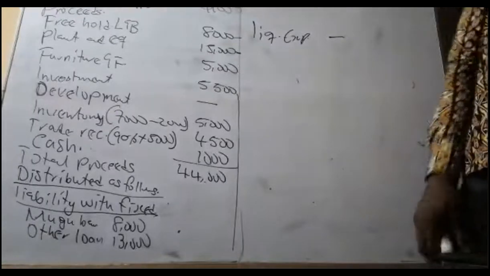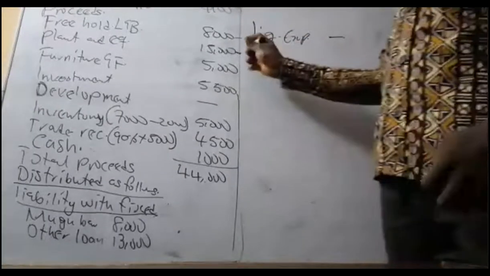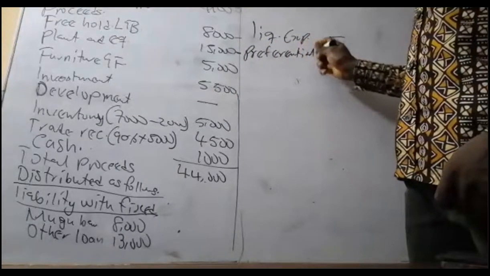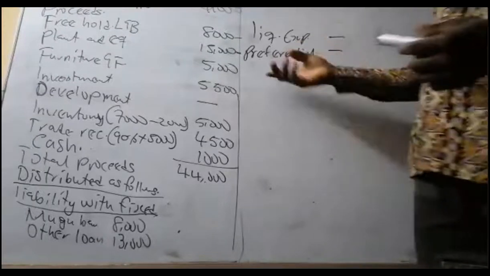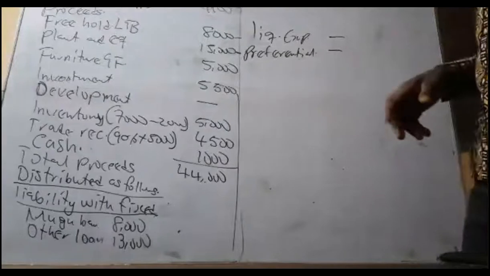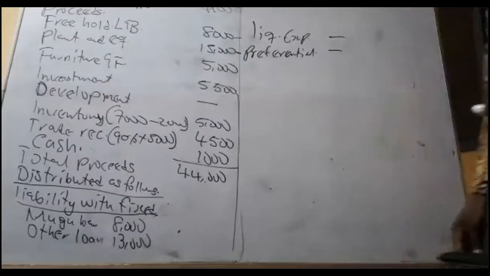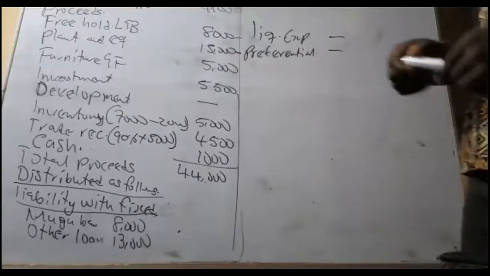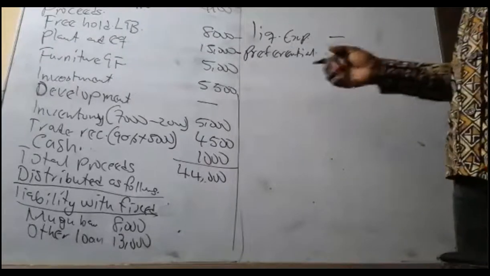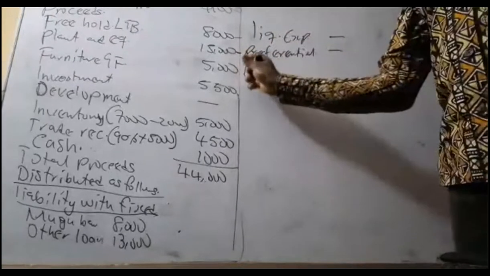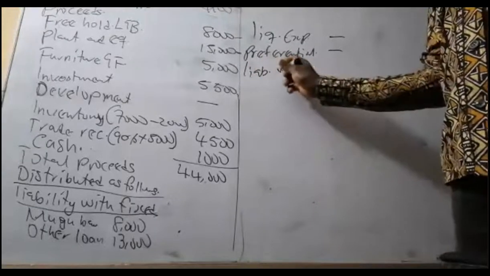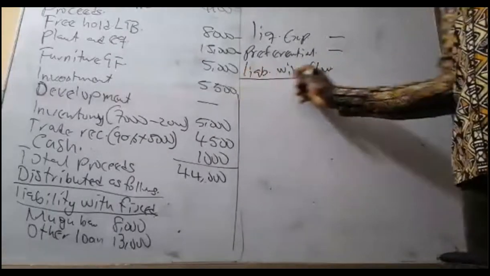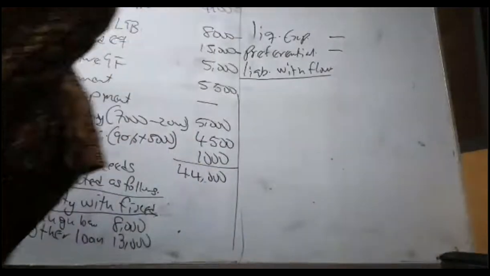The third person that will be paid is who? Preferential liabilities. And also dash. Examples of preferential liabilities: tax, rates, and wages and salary owing. Then the next one is who? Floating charges. So liability with floating charges. It says something like that: one of them carries a floating charge.